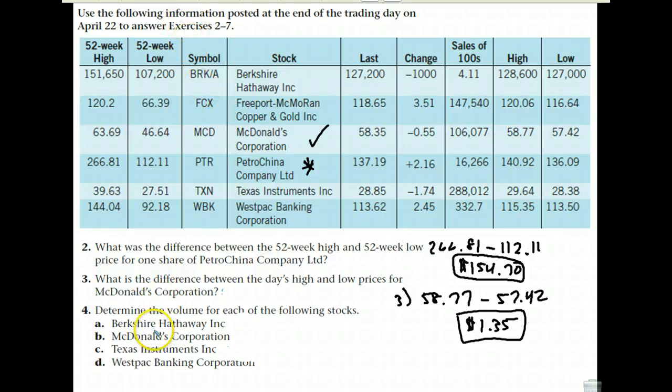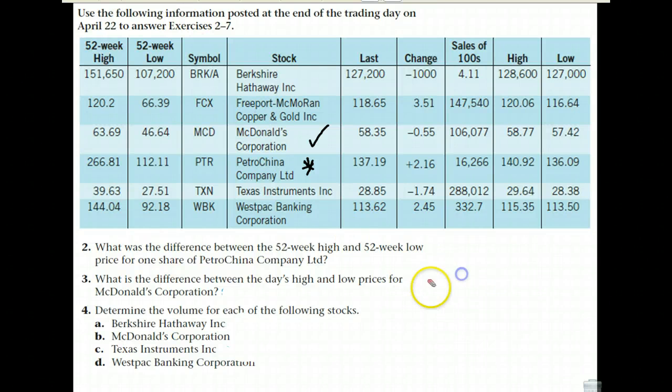Now we've got to determine some volumes. If you remember, sometimes the volume isn't listed as the actual number because it's such a large number. In this case, it's being listed in hundreds. So for Berkshire Hathaway, we're going to take this number 4.11, and we're going to do this for all of them because the volume is being represented in hundreds. That means we're going to multiply by 100, or take this decimal point and move it 2 times to the right. So for Berkshire, your answer would be 411.